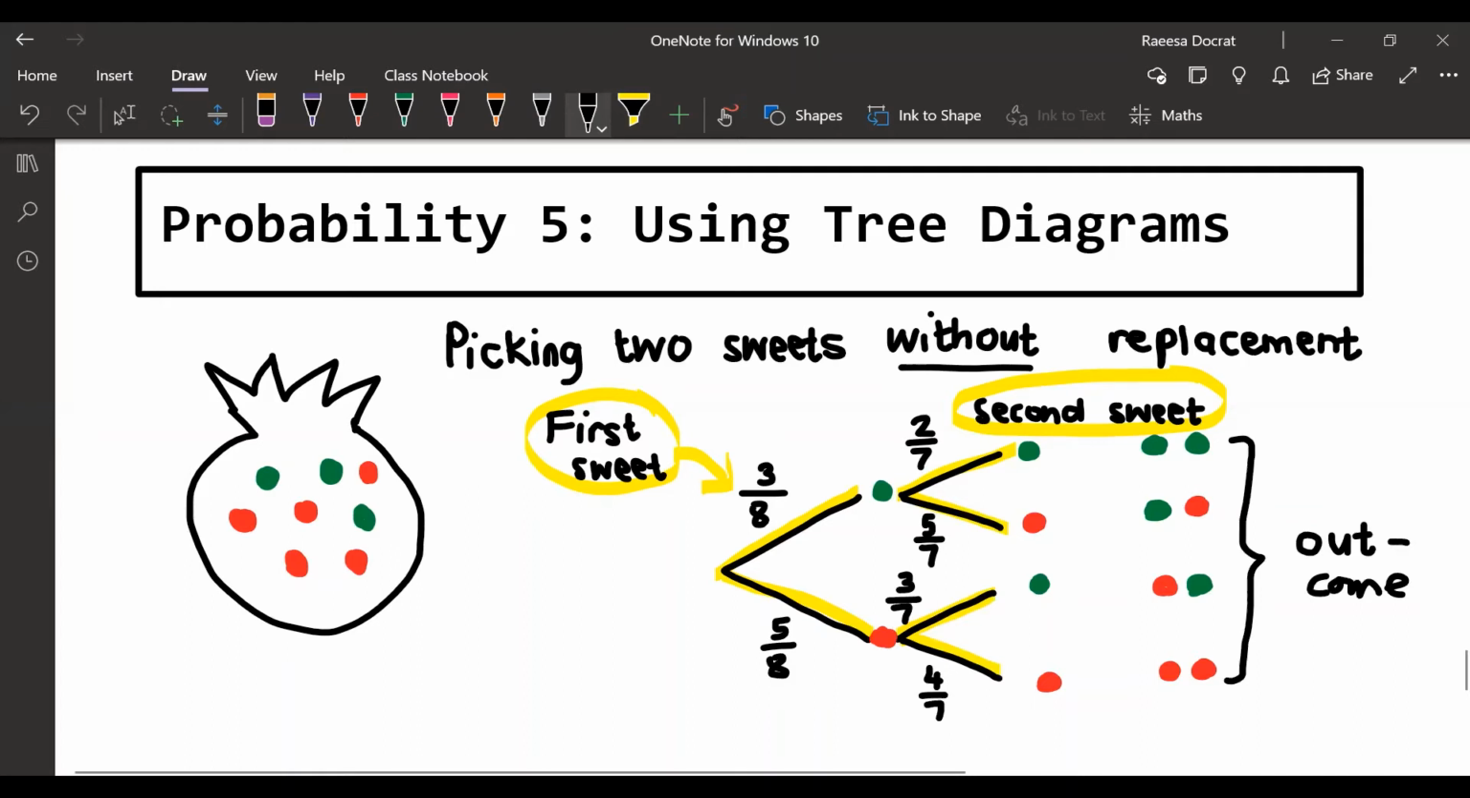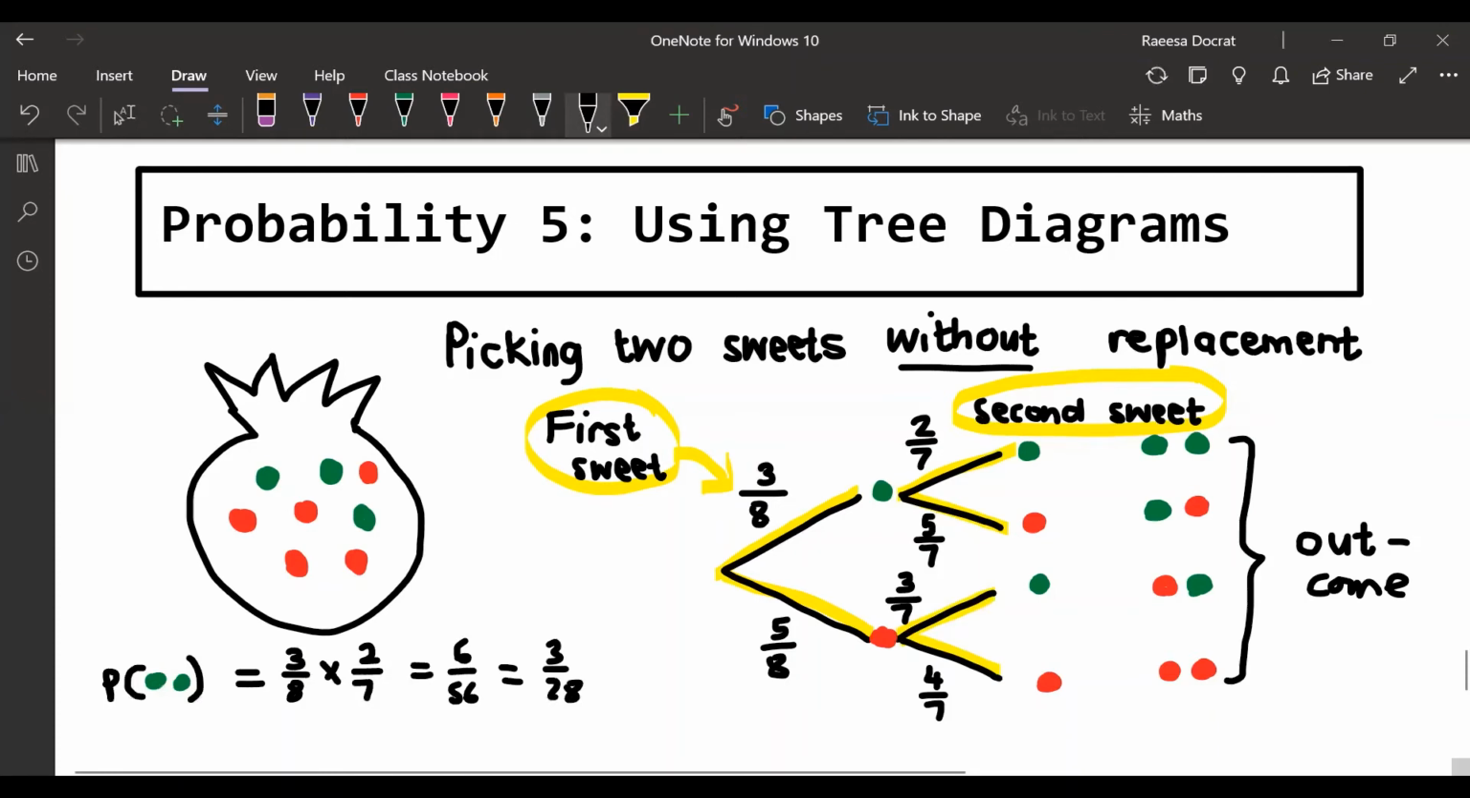Now, if we wanted to calculate the probability of a particular outcome, then we multiply the probabilities along the branches. So for example, the probability of getting 2 green balls is equal to 3/8, the probability of getting 1 green ball, times 2/7, the probability of getting the second green ball. So that, if we just simplify, is 6/56, which you can then simplify to 3/28.